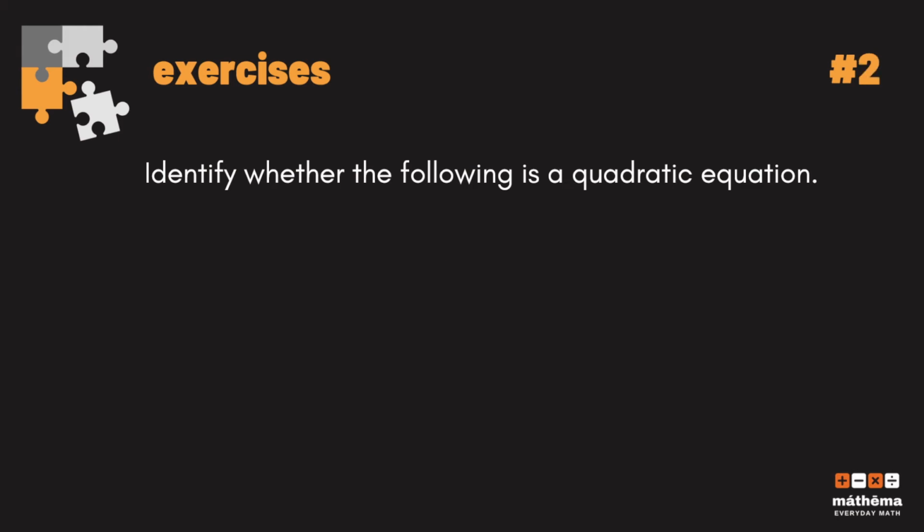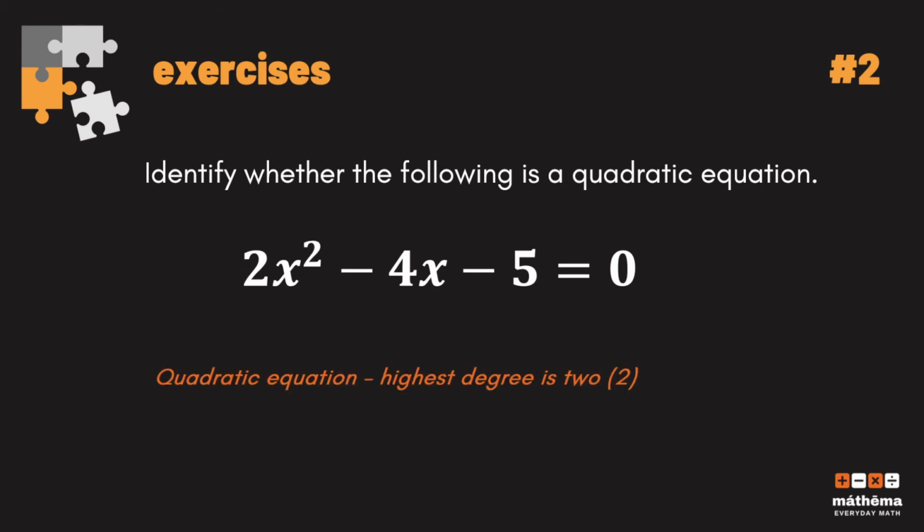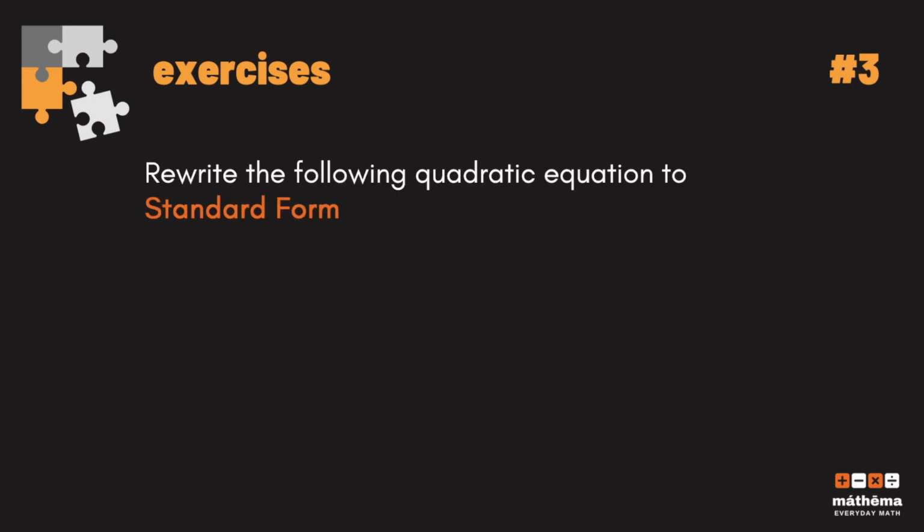Example number 2. 2x squared minus 4x minus 5 is equal to 0. Is it a quadratic equation? The answer is yes. So quadratic equation because, again, the highest degree is 2. 2x squared. Now, how do we rewrite quadratic equation to standard form? Remember earlier that the standard form of the quadratic equation is given by ax squared plus bx plus c is equal to 0. So if we are given this kind of equation, so what are we going to do?